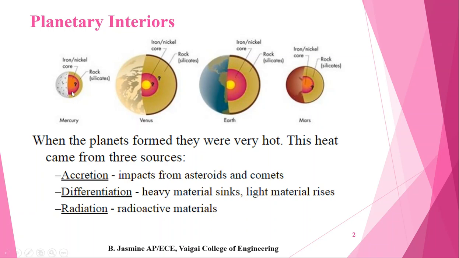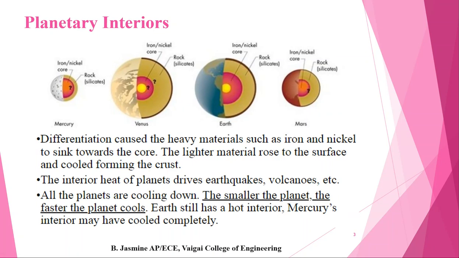And this is the interior of Mercury, which contains an iron or nickel core and rock silicates. Venus has the same iron or nickel core and rock silicates, and Earth also has an iron or nickel core, and then Mars. The four terrestrial planets have the same core and silicates. Differentiation caused the heavy materials such as iron and nickel to sink into the core. The lighter material rose to the surface and cooled, forming the crust.